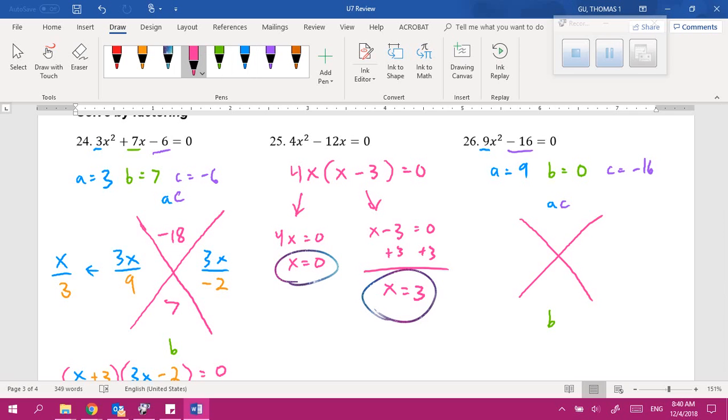And what is that? Let's do 16 times 9. 6 times 9 is 54. So 4, 5. 1 times 9 is 9. 144. 144 goes on the top. And what's on the bottom? 0.